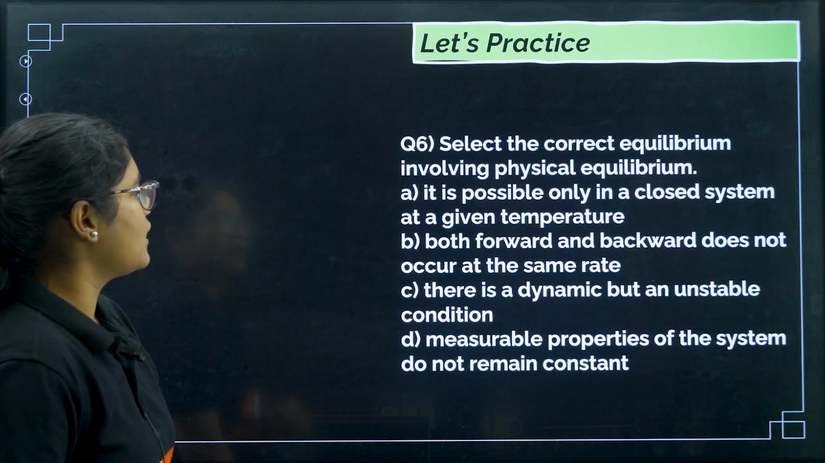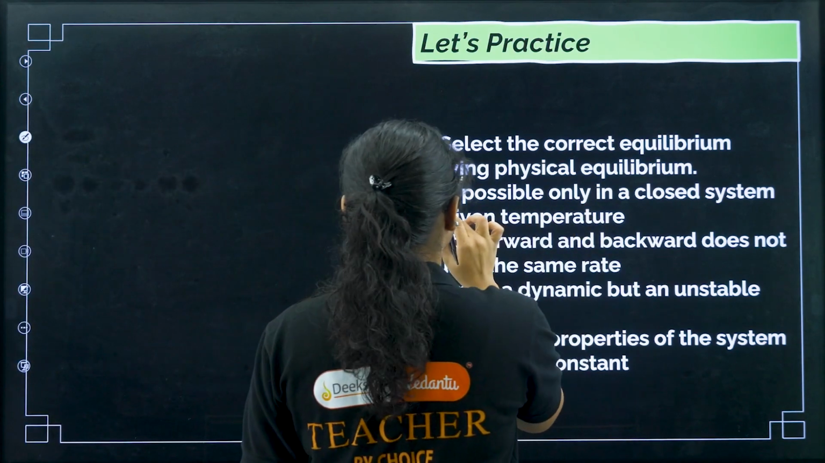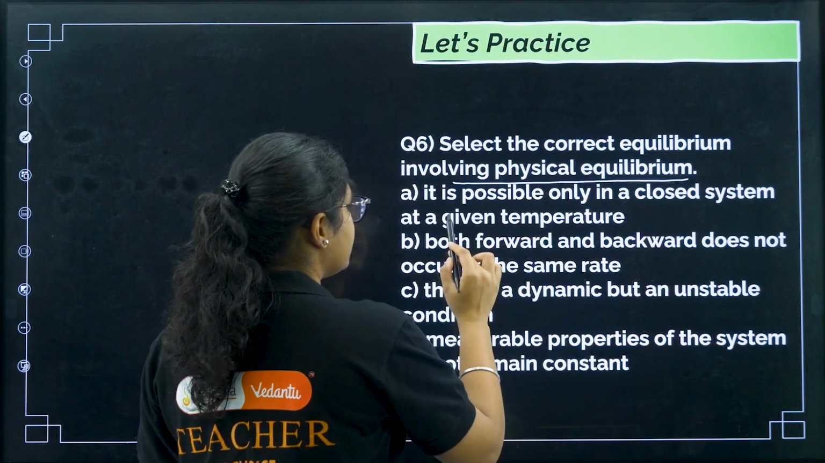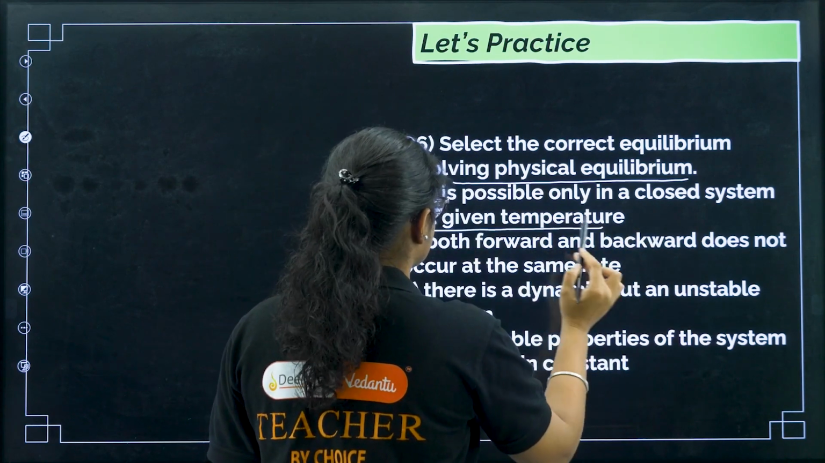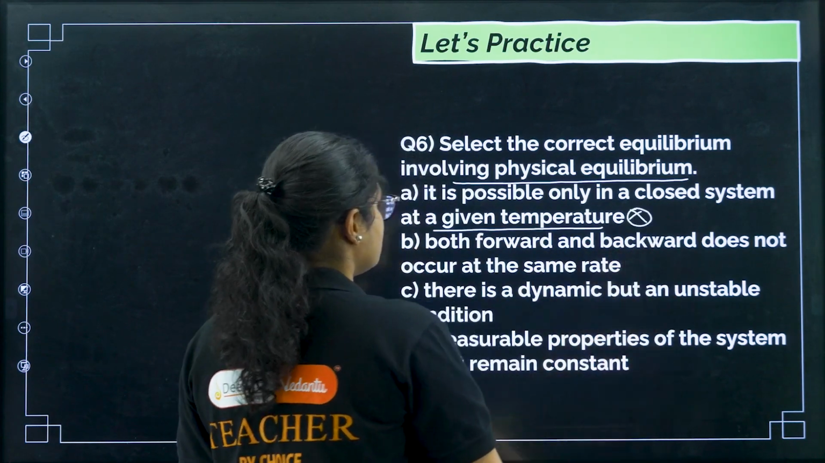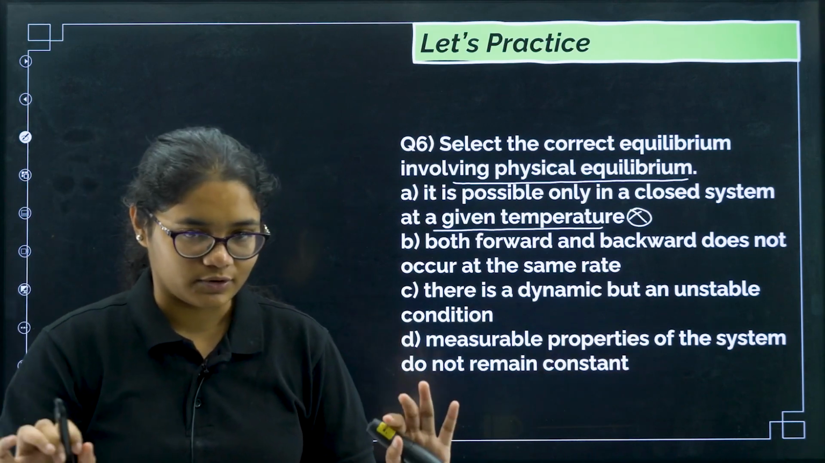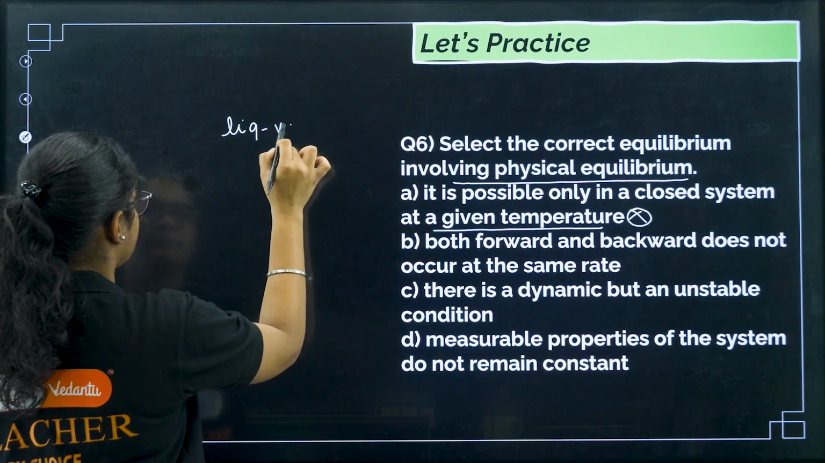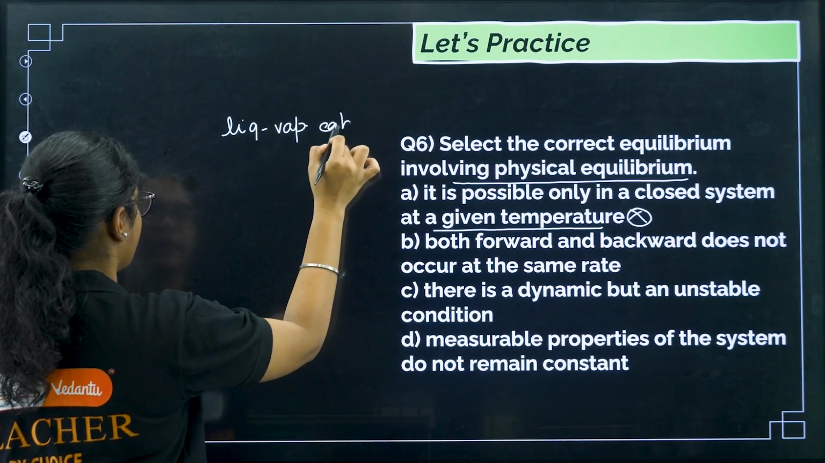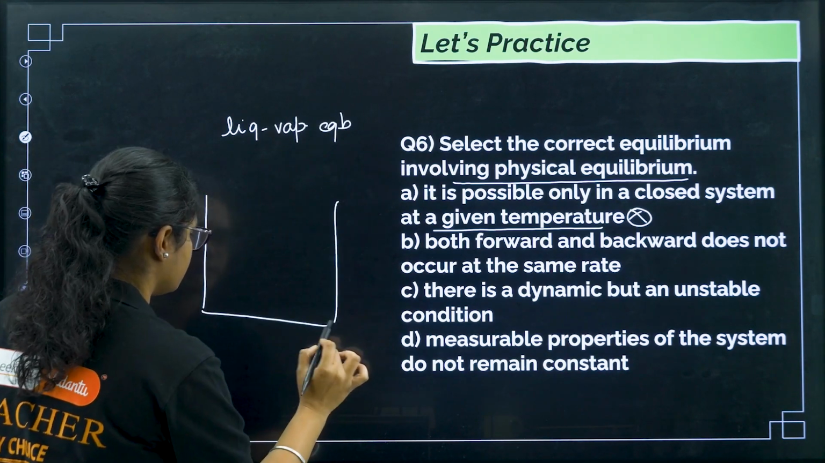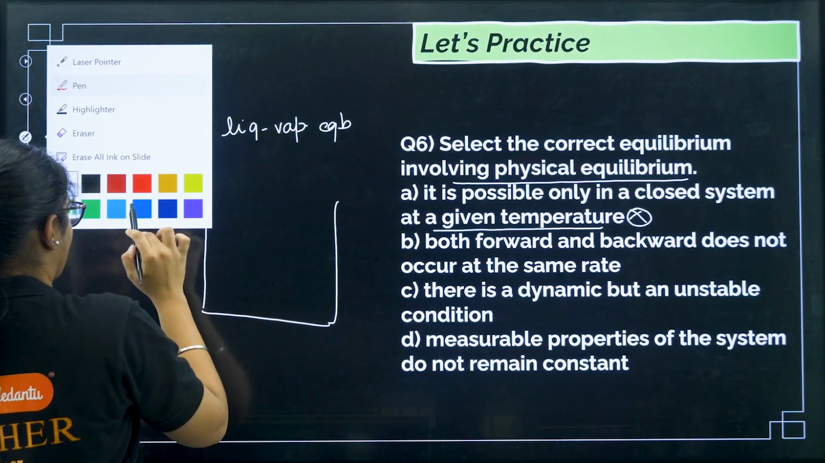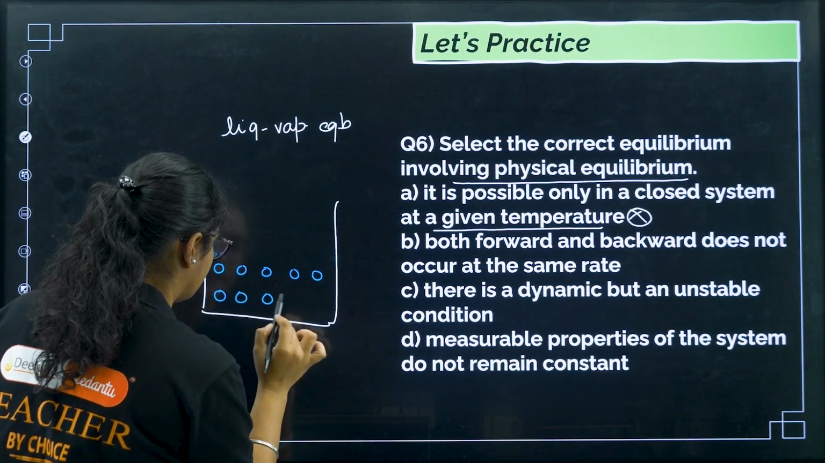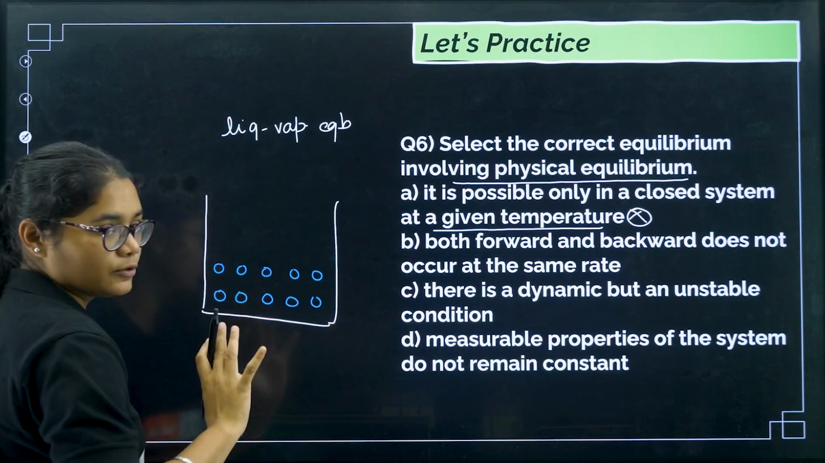Okay. So now one more question. Select the correct statement about physical equilibrium. It is possible only in a closed system at a given temperature. So now whether this statement is correct or not, let us understand this. Suppose let us consider liquid vapor equilibrium. So liquid vapor equilibrium means what? Now see, suppose I have 1, 2, 3, 4, 5, 6, 7, 8, 9, 10 molecules of liquid water.